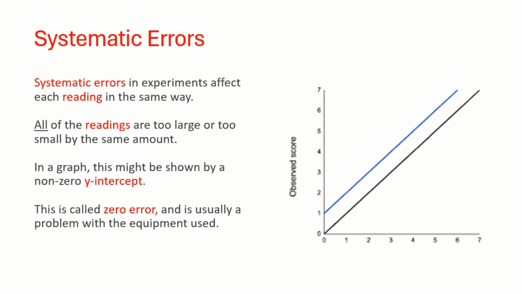Okay, now when this happens, this is specifically called a zero error, and it's usually a problem with the equipment that we're using. We'll give an example of that in a second. But it's quite easily resolved. If we know the y-intercept, for example, in this case 1, all we have to do is subtract 1 from all the readings, and we get back to the number we should have in our experimental values. So systematic error, although it's kind of annoying, is fairly easy to get rid of.